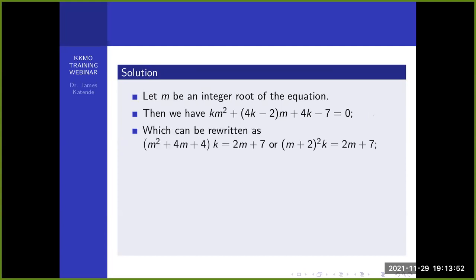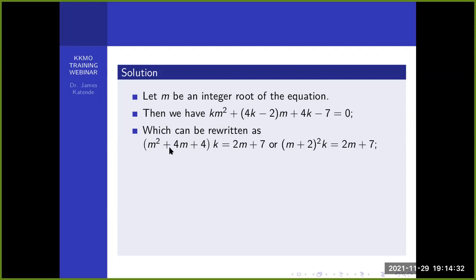So based on this, we can rewrite it. If you pick all coefficients of k, we have m squared as the first coefficient of k, then 4k and m will give you 4m as the next coefficient of k, and then the other coefficient of k is here, it's 4. So you can put all that into brackets, and k is common, so we put it outside the brackets. Then we are left with anything that does not include k. One of them here is negative 2m, and the other one is negative 7. We shift all of them to the right-hand side to get 2m plus 7.